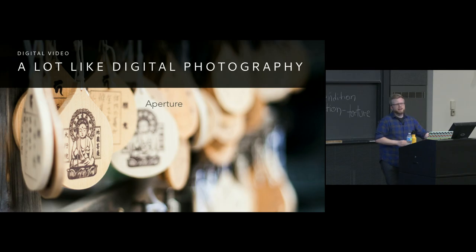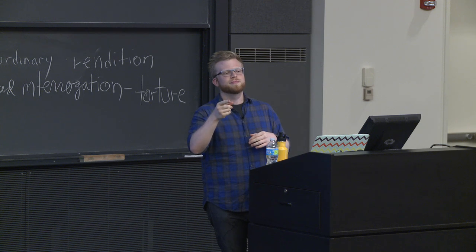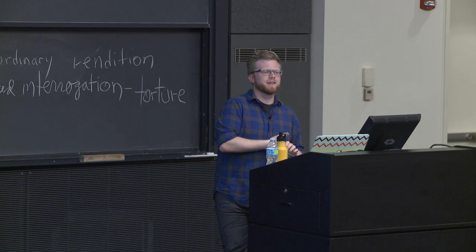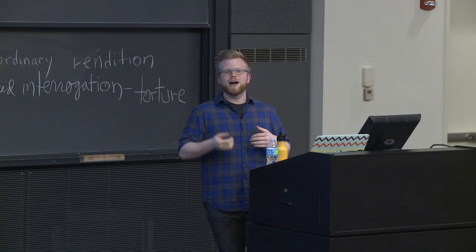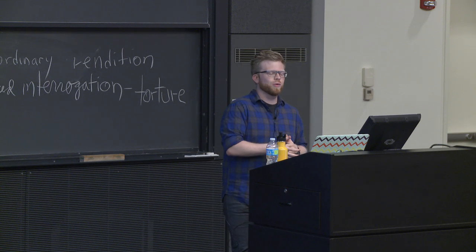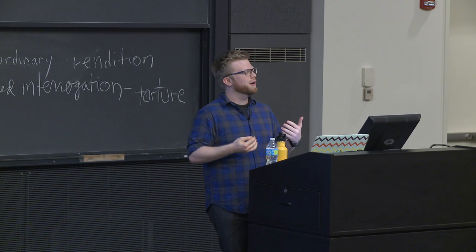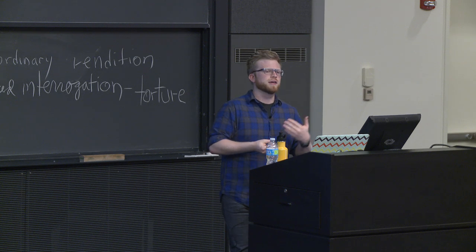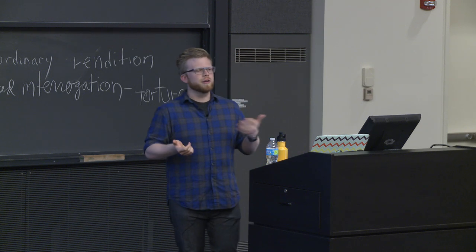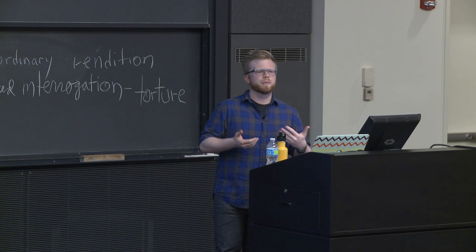Shooting digital video is a lot like shooting digital photography on your camera. What are the three exposure factors that we talked about to death earlier in the course? It's ISO, aperture, and shutter speed. We're going to talk about each briefly to see how they fit in with digital video. You've probably already tried this on your DSLRs or digital cameras at home.